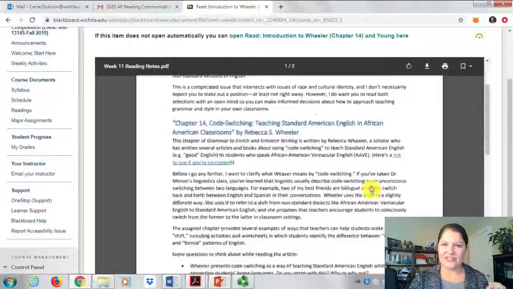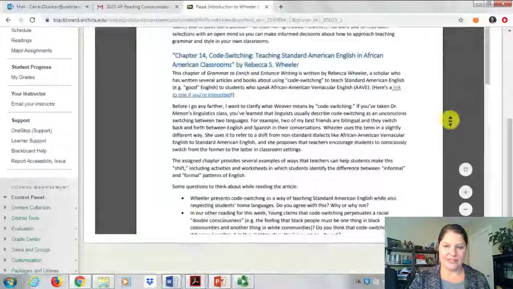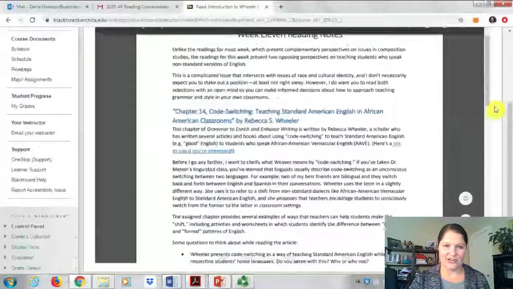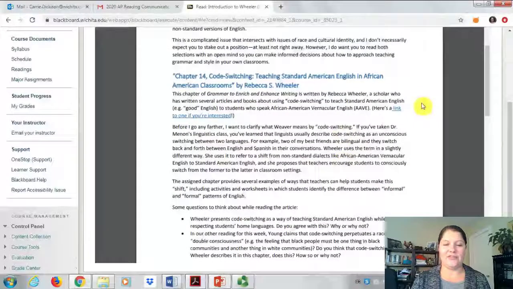So I'm going to talk just for a few seconds about each of these readings, but I do encourage you to go ahead and read this introduction on your own. So the first reading is chapter 14 from Weaver and Bush's book, Grammar to Enrich and Enhance Writing. But chapter 14 isn't actually written by Constance Weaver. Chapter 14 is actually written by Rebecca S. Wheeler.